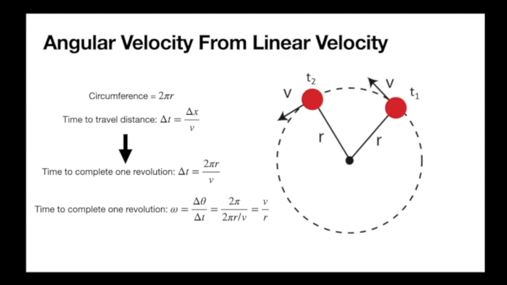Now we can connect that to angular velocity, which we know is just the change in angle over the change in time. The change in angle is 2 pi for a complete rotation. We just find delta t related to v is 2 pi r over v. And so we get this neat expression that our angular velocity is just equal to our linear velocity divided by r. And we can see the units work out. Omega is 1 over seconds, and then we get meters per second divided by meters, so we also get 1 over seconds.